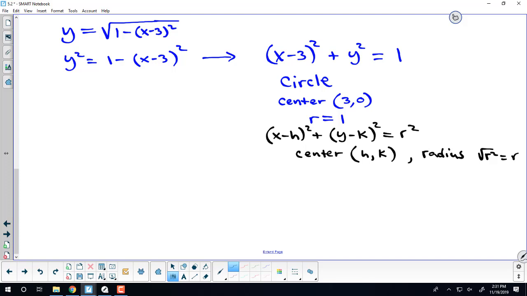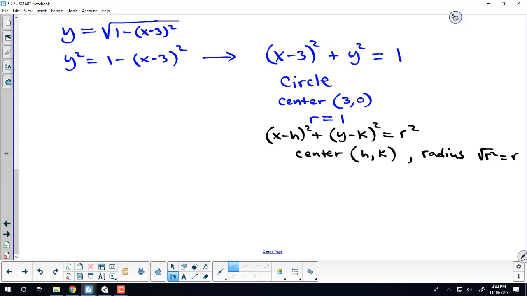So we've got a circle. Is it a full circle centered at (3, 0) with a radius of 1? Is it the whole circle? No, because we're only doing a certain portion of this, right? Which portion? From 3 to 4, yeah. Would it be that whole circle? I thought I heard someone say the top half. Who said that?